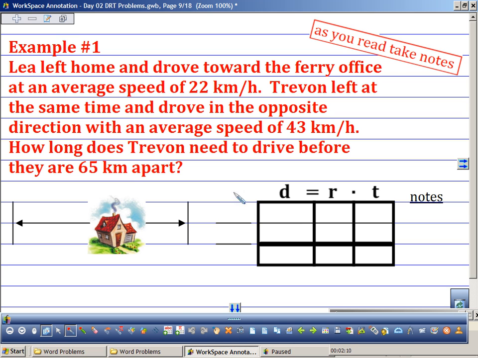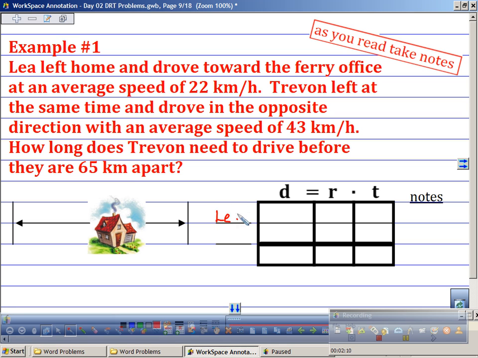Leah left home. First of all, we're talking about Leah. She left home and drove toward the ferry office at an average speed of 22 kilometers per hour. So she's going in this direction, and she went 22 kilometers per hour. Where do you think I would put 22 kilometers per hour on this line right here? Under rate.